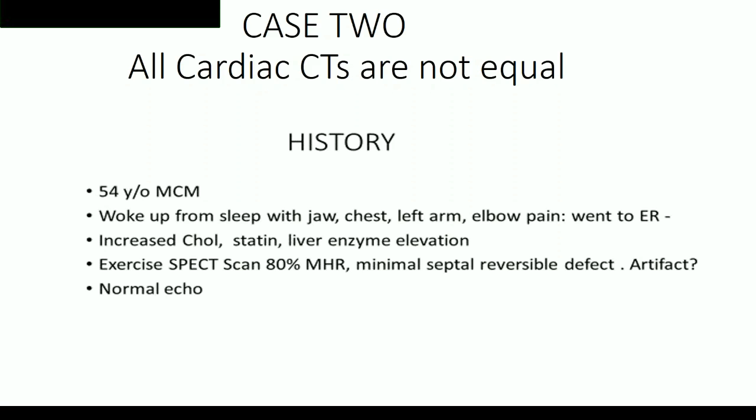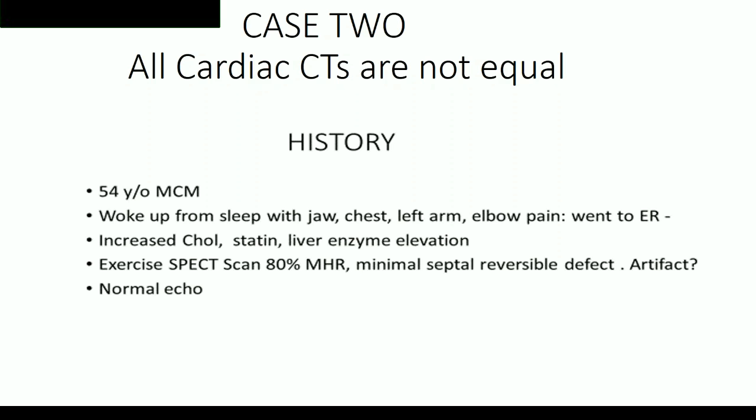This gentleman woke up at 1:30 with jaw, chest, left arm, and elbow pain. Instead of reacting by sucking it up and taking Tums like the other gentleman did, and then taking an aspirin, this guy did go to the emergency room in Florida Hospital.